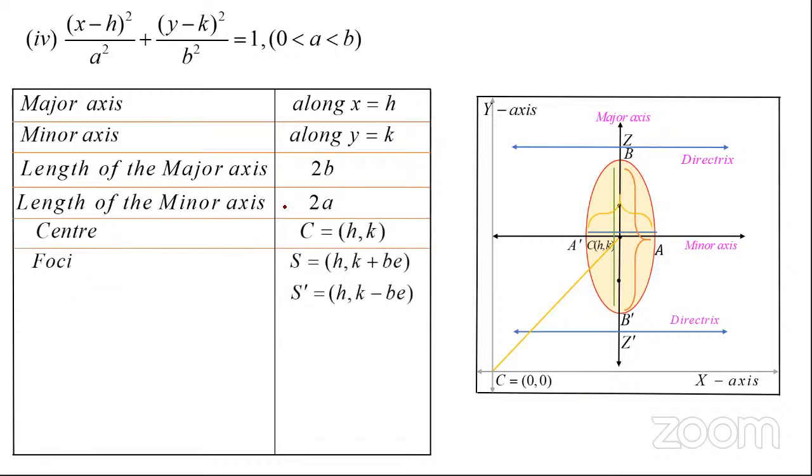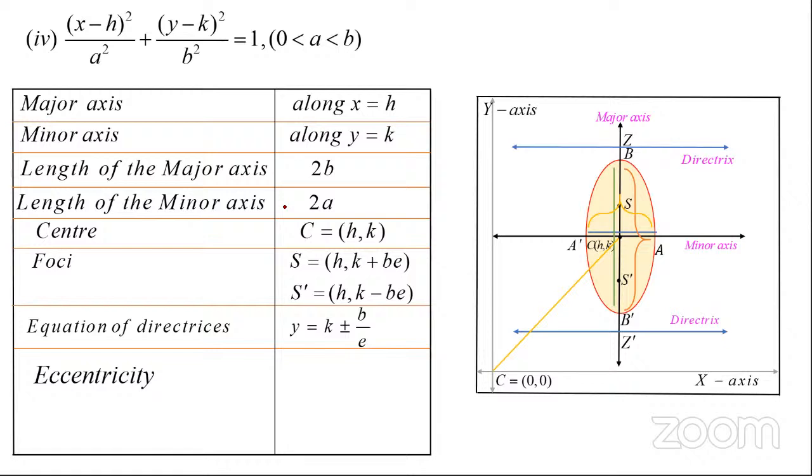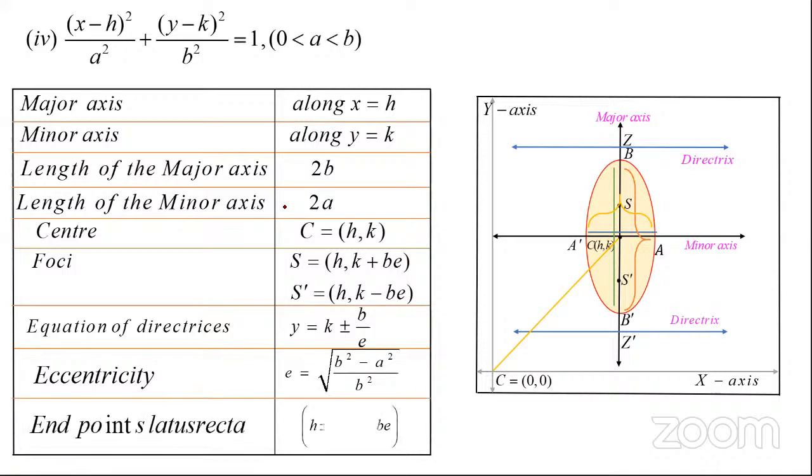Now the foci are h comma k plus or minus b, and the equation of the directrix is y equal to k plus or minus b by e, and the eccentricity is e equal to under root of b square minus a square by b square. And the end points of a latus rectum are h plus or minus a square by b comma k plus or minus b. So these are the various forms of the ellipse. I'm just reminding you of that.